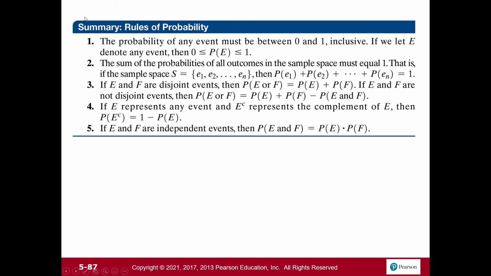And so here are some rules just to summarize the probability rules. Probability must be between 0 and 1 inclusively. The sum of the probabilities of all outcomes of the sample space must total 1. If E and F are disjoint events, then the probability of E or F is the sum of the probabilities of E and F. If E represents any event and E complement represents the complement, then the probability of the complement is 1 minus P(E).